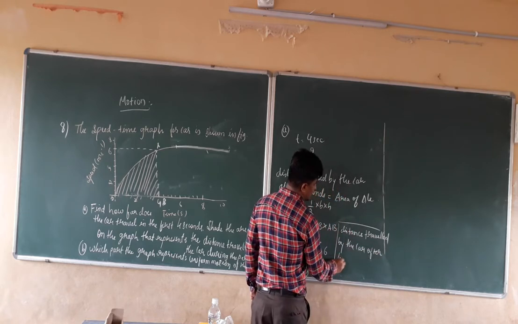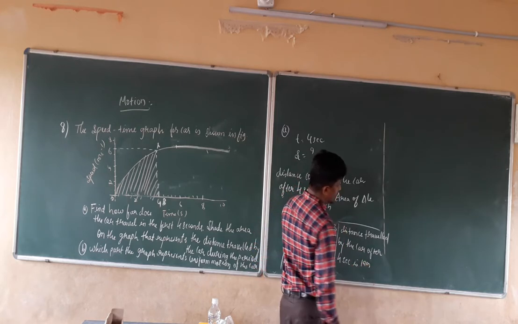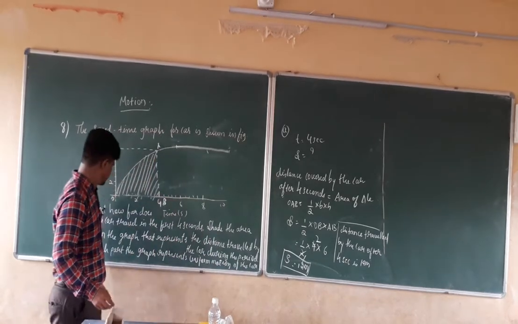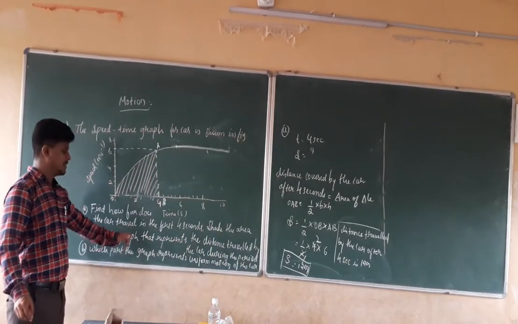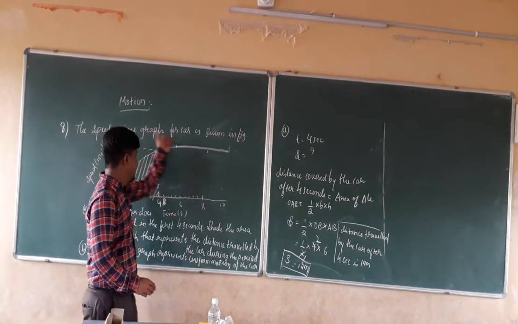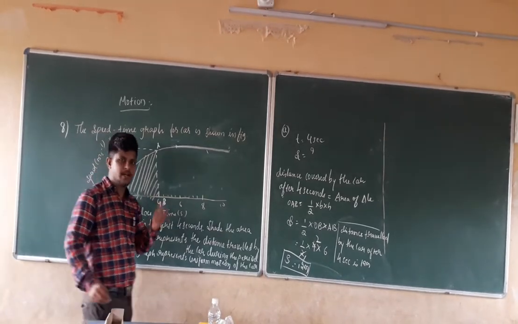After 4 seconds is 12 meters. This is the answer for the A question. So next, B question. Which part of the graph represents uniform motion of the car? Which part of this graph is going to represent the uniform motion of the car?